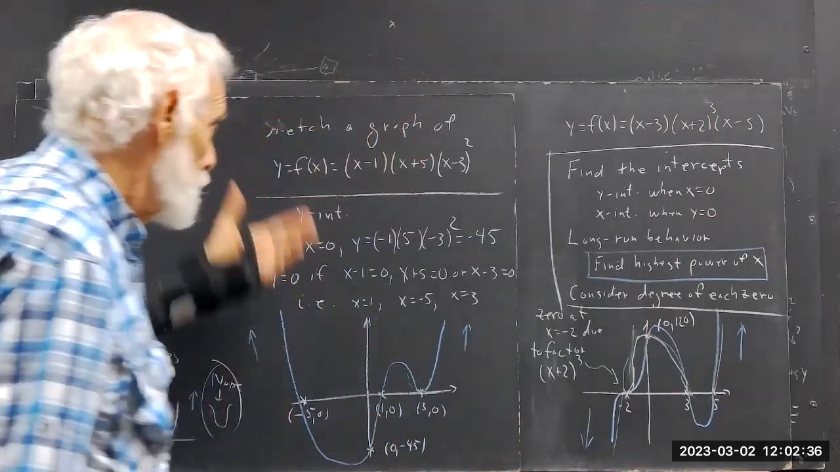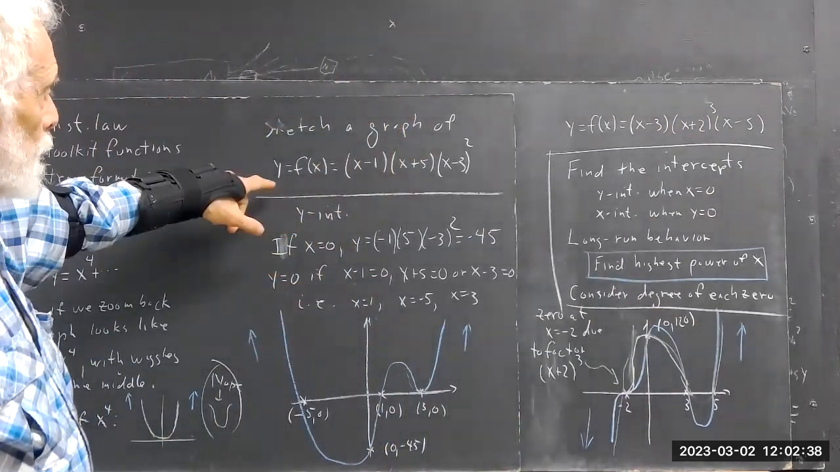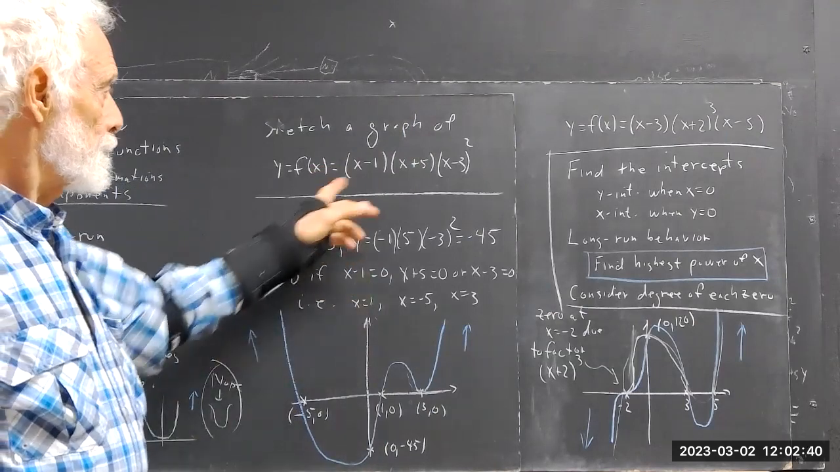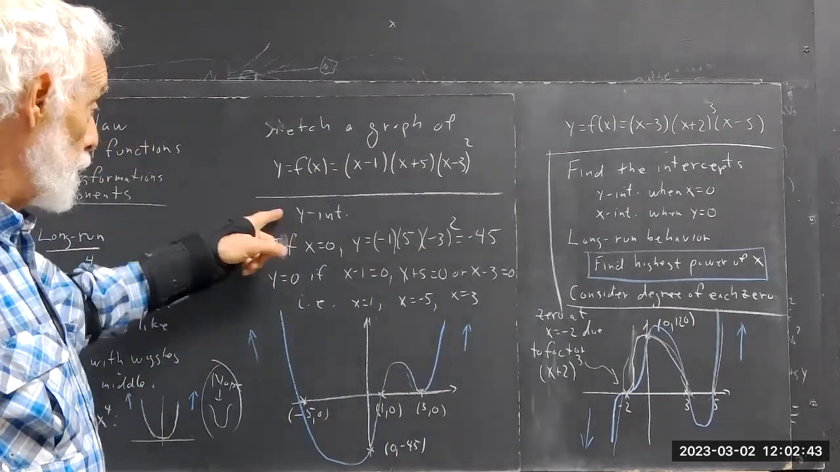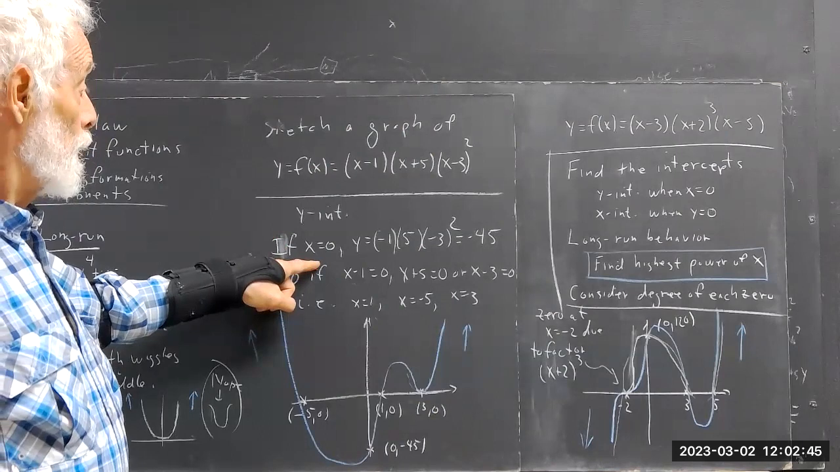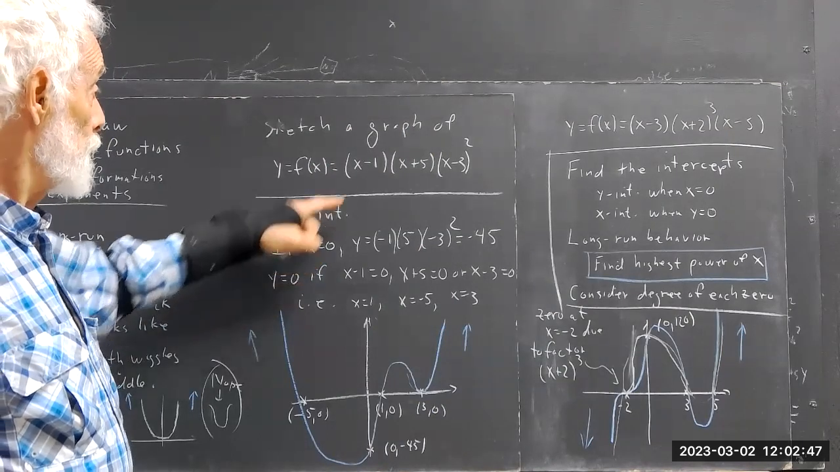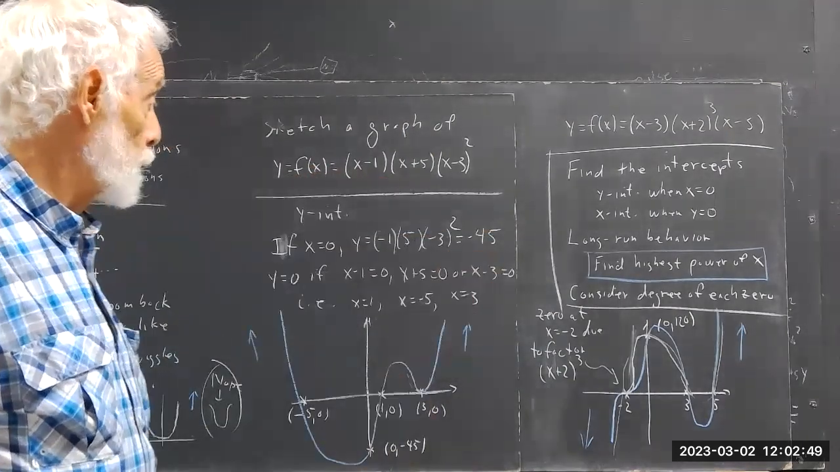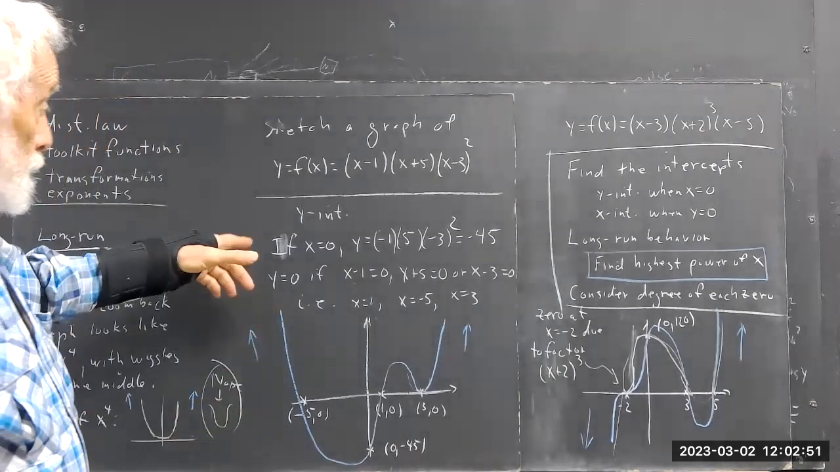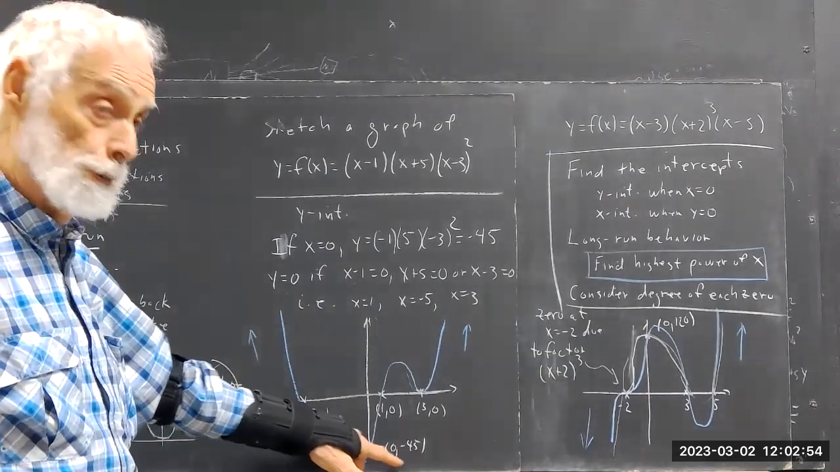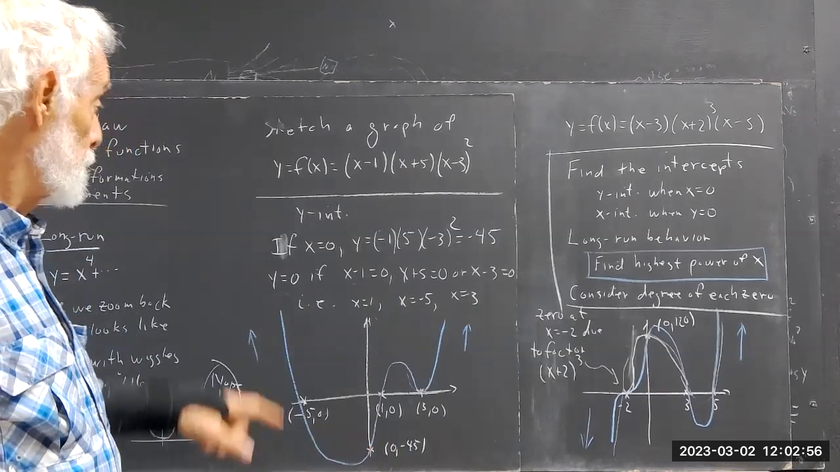Okay, so then of course we do this for homework. So here it is. Here's the polynomial we want to do. The y-intercept occurs when x is 0. So we plug x equals 0 in this expression and we get -45. Okay, so there's our y-intercept. So we can put 0, -45 on the graph.